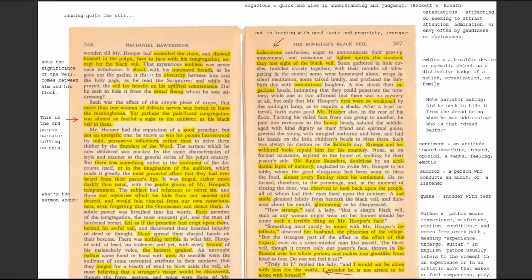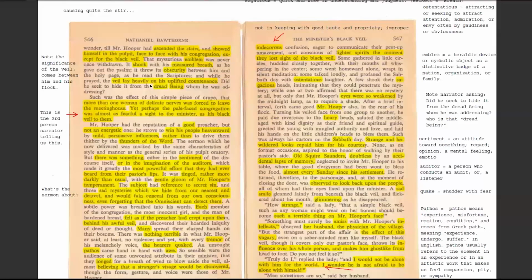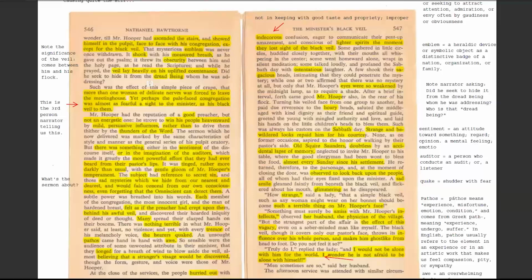So remember, he's causing quite a stir. He ascends the stairs to the pulpit, turns around, and he's face to face with them, except for the black veil, which means, ladies and gentlemen, he's not face to face. The veil is there in front of his face, and they're looking at the veil, not his face. I'm not saying that the third person narrator should have said veil to face. I'm not rewriting this story. But it's not face to face. It's veil to face, right?